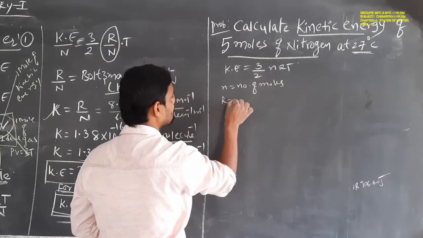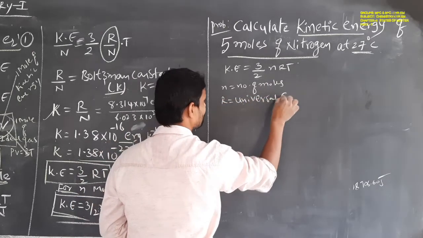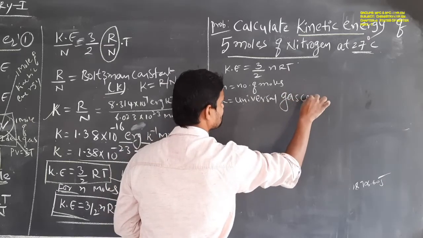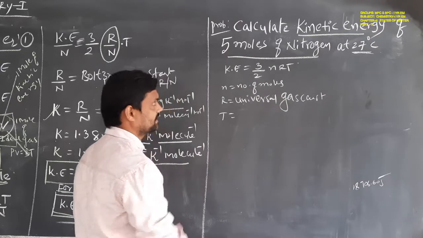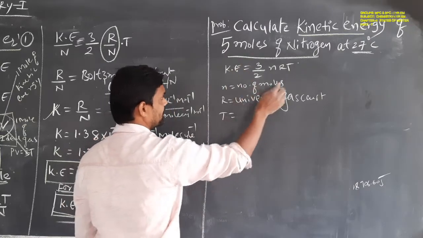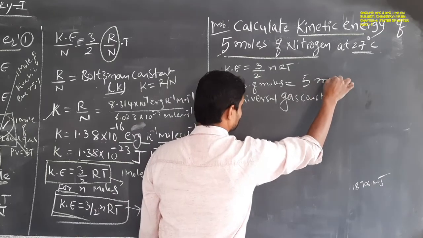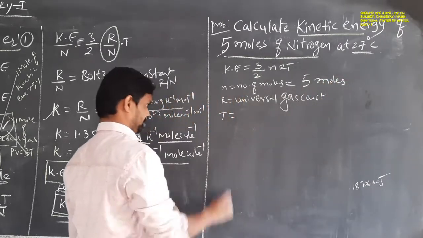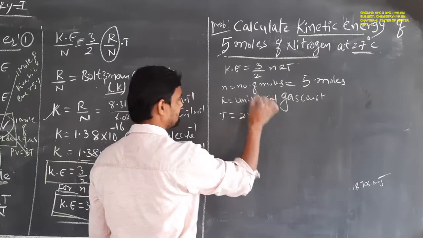capital R is the universal gas constant, T is the absolute temperature. So in the given problem, the number of moles, how many moles are given? 5 moles. T, temperature, is also given, that is 27 degrees Celsius.